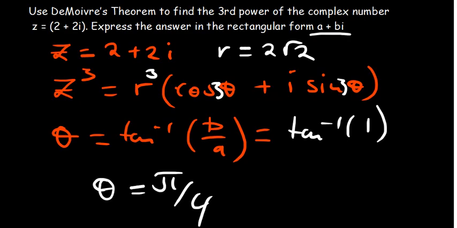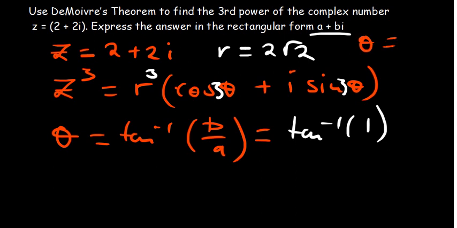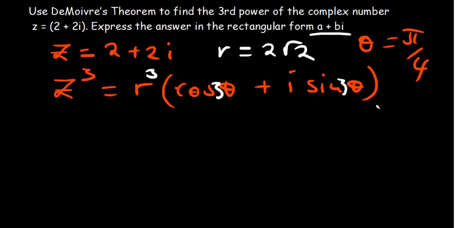Okay. So if you're looking at this in terms of degrees, what angle can give you pi over 4? It's 45. So if you are working with degrees, you can work with 45. But in this case, I'll work with radians. So pi over 4. So we have our angle, and we do have also our absolute value. So we should be able to find now what we have using De Moivre's theorem.